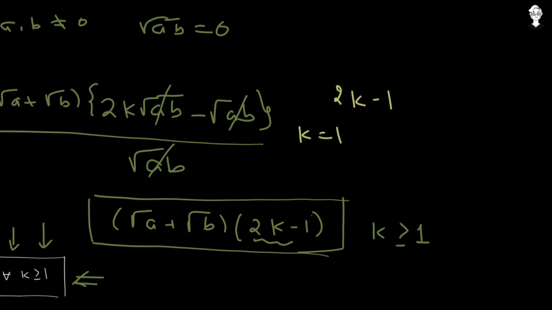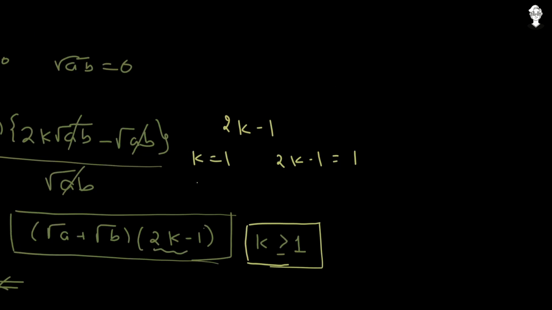Now for k equal to 1, the value of 2k − 1 is going to be equal to 1, okay. Now we will take the second case, that k is greater than 1. Remember the boundaries, that k is greater than or equal to 1. k equal to 1 we have done, now k greater than 1. So what we have to take is 2 times k minus 1.